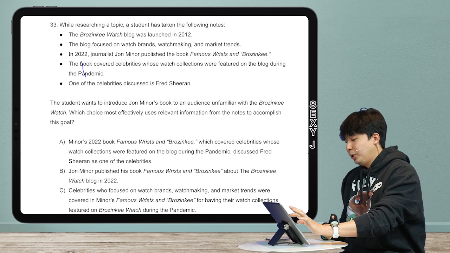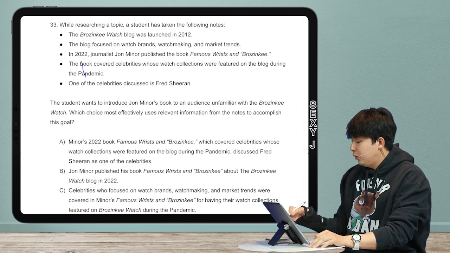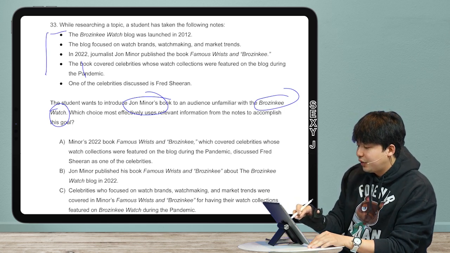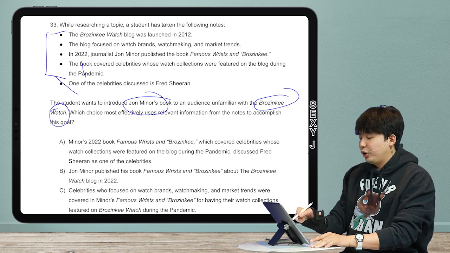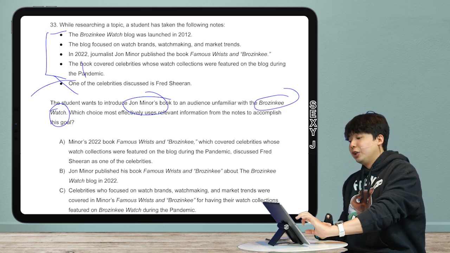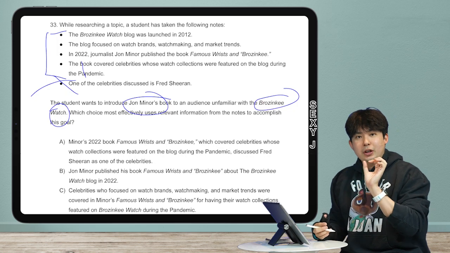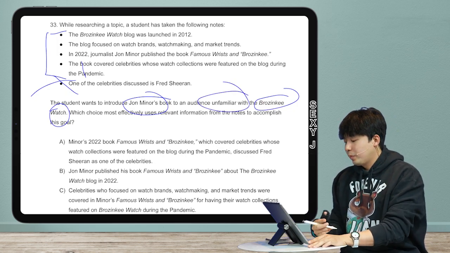Okay, so we need to have Brzezinski watch, and also need book, right? So then I need these things, okay? Again, I am getting rid of Fred Sheeran. Sorry, Fred. So I need something that encompasses all four of those things. Why do I need all of them? Because they were unfamiliar, okay?